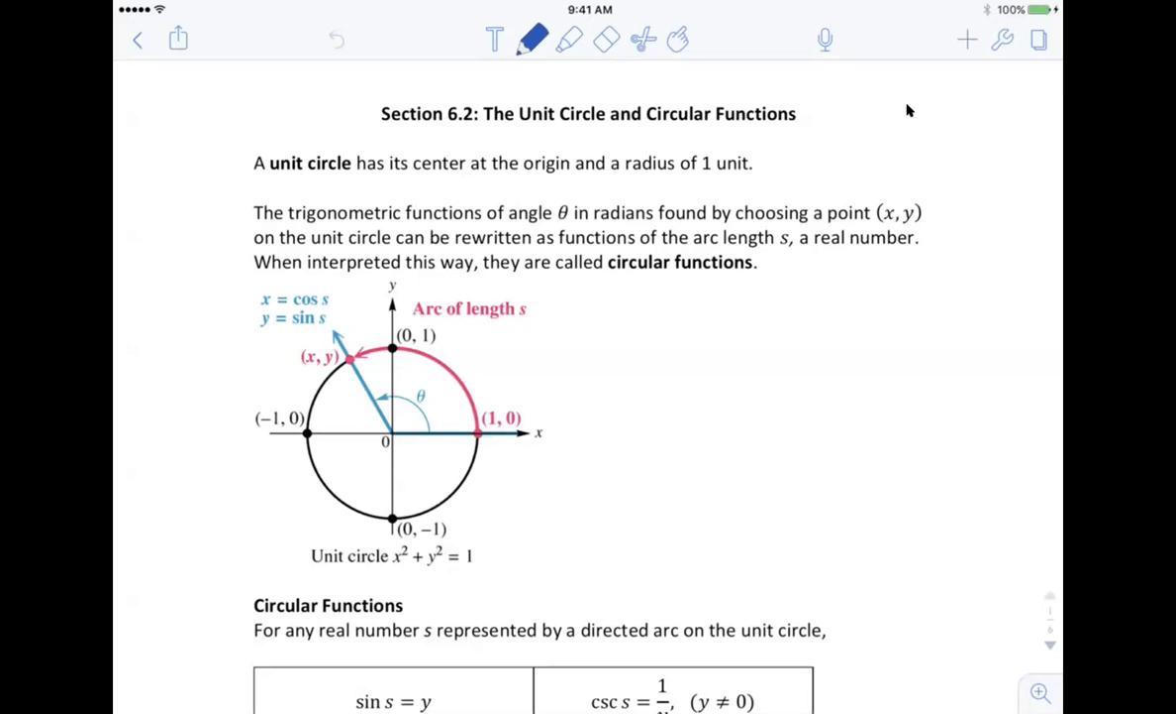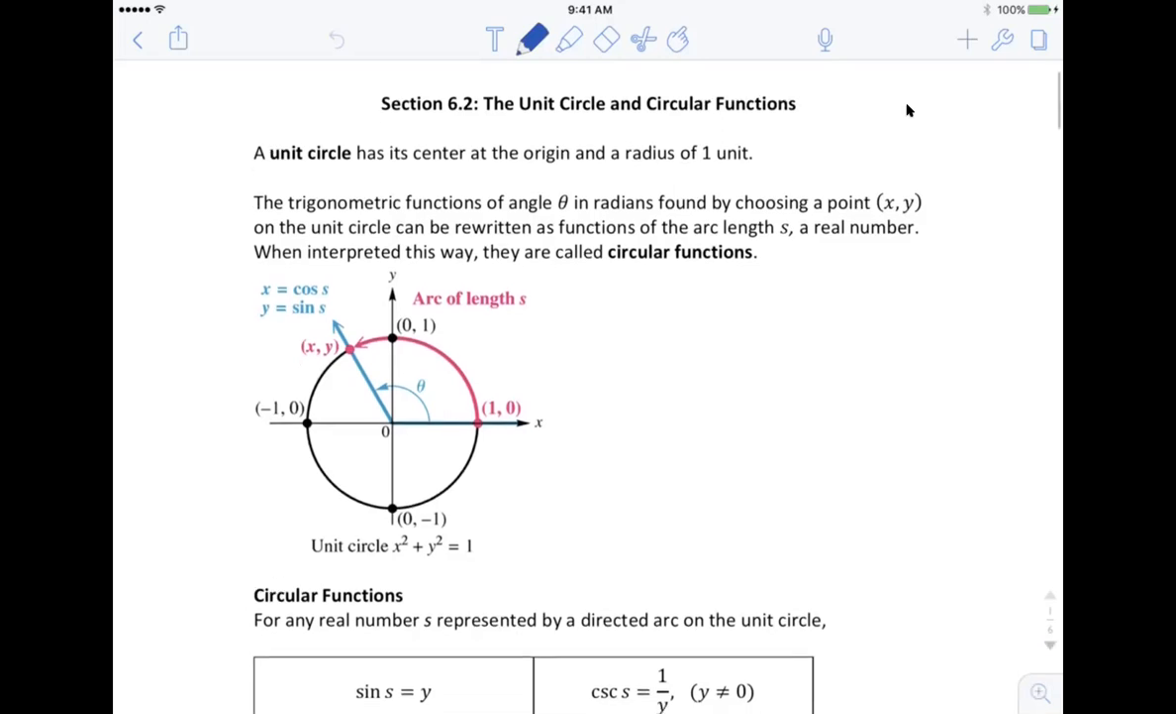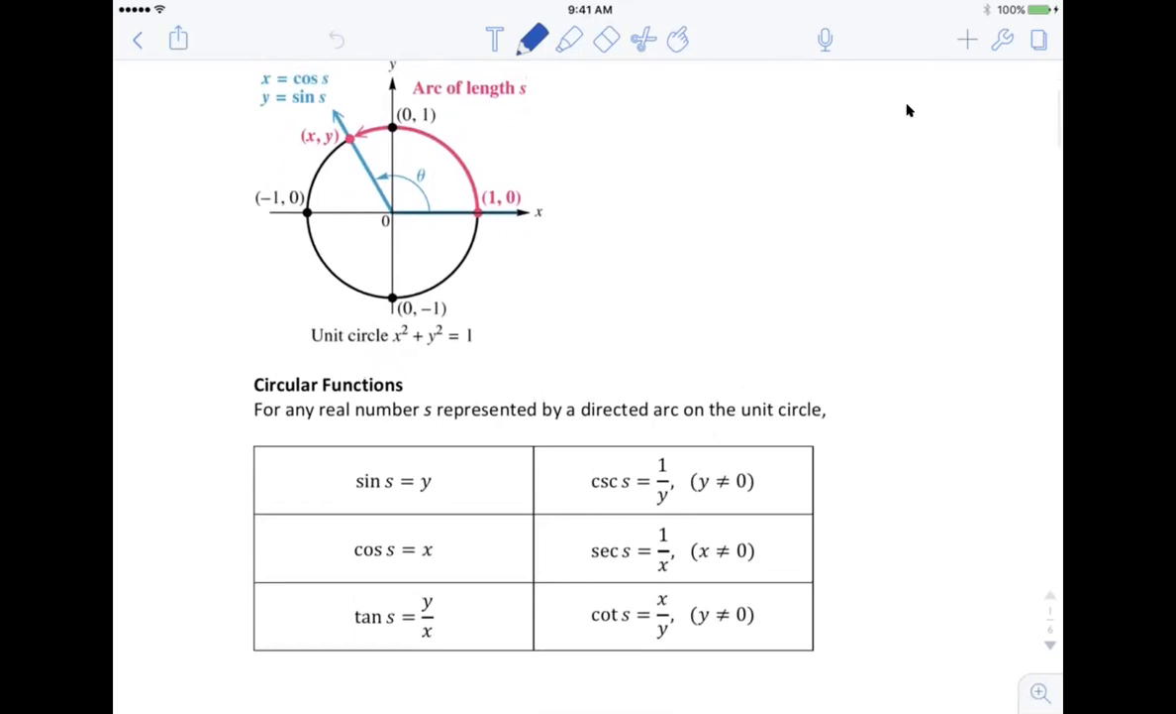The reason for that is on a unit circle, when the radius is 1 unit, that just means that arc length, which is in red there, is the angle theta in radians, right? So you have theta, which is in degrees, and let's call it S, which is in radians. And then we can generate some kind of new formulas for the trig functions. They are really the definitions we had in chapter 5, like the y over r, x over r, etc.